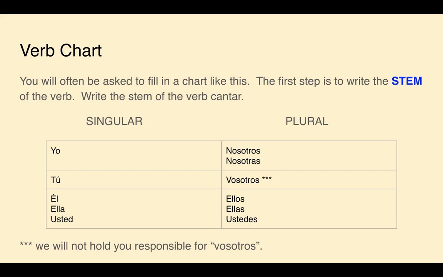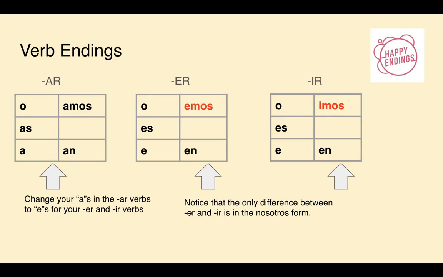So what is the stem of cantar? Remember, you're just taking off the infinitive ending, the AR, and you write down CANT for your stem. Then you have your endings. Okay? Your o, as, a, amos, an for your AR verbs.